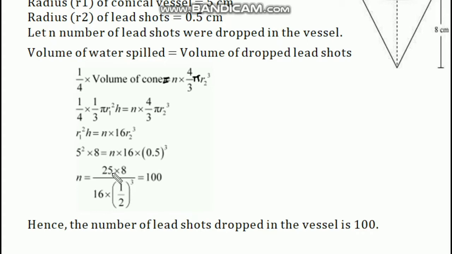So 25 into 8 divided by 16 into 1 by 2 the whole cube. If you simplify it, finally we get 100. Hence the number of lead shots dropped in the vessel is 100. So 1/4 of the volume of cone is the volume of the dropped lead shots.